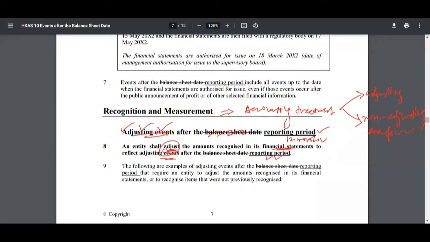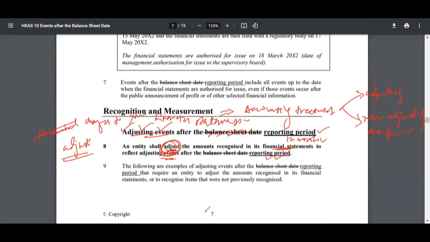So the accountant has to adjust, right? So you have to adjust your financial statements. You have to make changes to your financial statements.